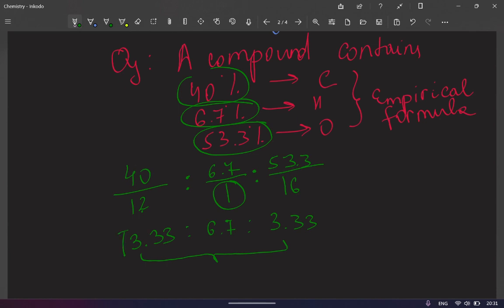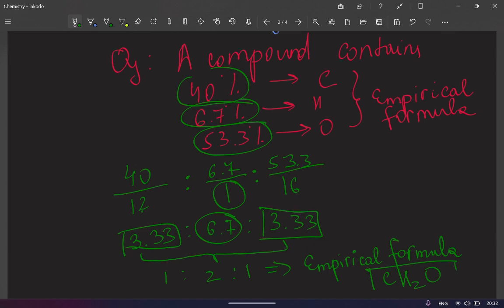the smallest. And we have two values that are equal to each other and that are smaller than the value in between. So we're going to divide all these values by 3.33, and we're going to get a ratio of 1 to 1. So we conclude that the empirical formula of the unknown compound is CH2O.